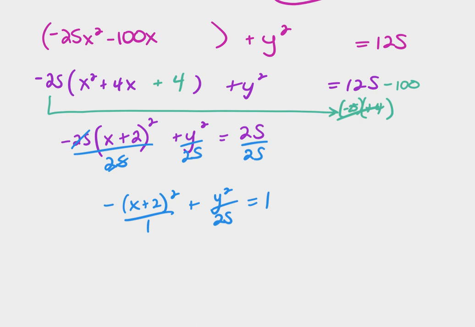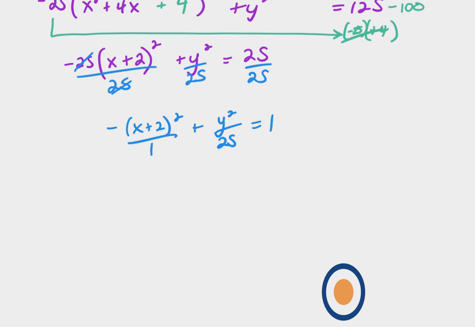And then because it's a hyperbola, the leading term should be positive, so we want to switch these two. So it becomes y squared over 25 minus x plus 2 squared over 1. Again, you don't need the 1, but the 1 will remind you that it is still there. And that's your standard form. Yep. Why would you switch it? Because the leading one has to be positive.